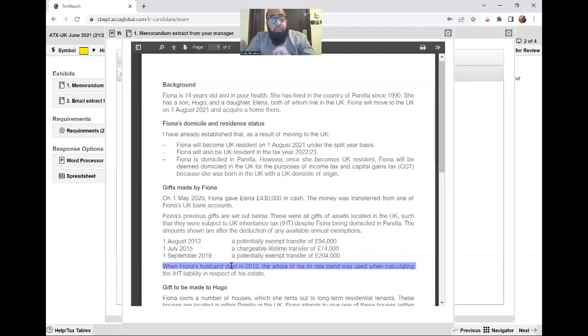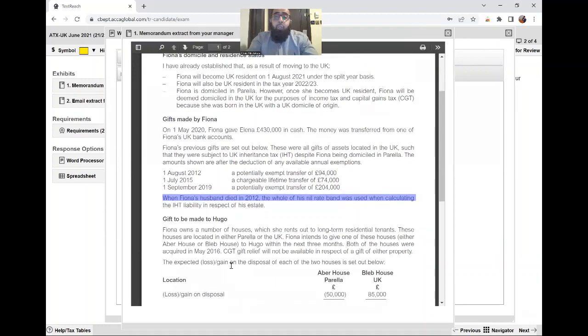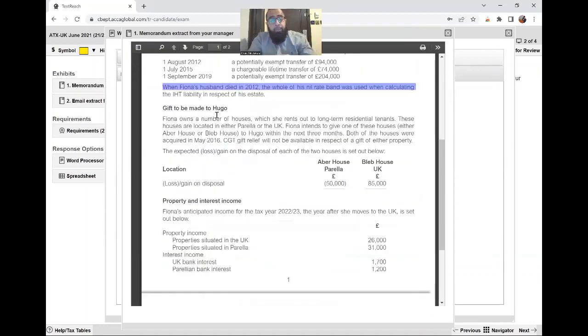When Fiona's husband died in 2012, the whole of his nil rate band was used when calculating the IHT liability. Now, this means that there is no transfer of NRB involved in the question. Gifts to be made to Hugo.